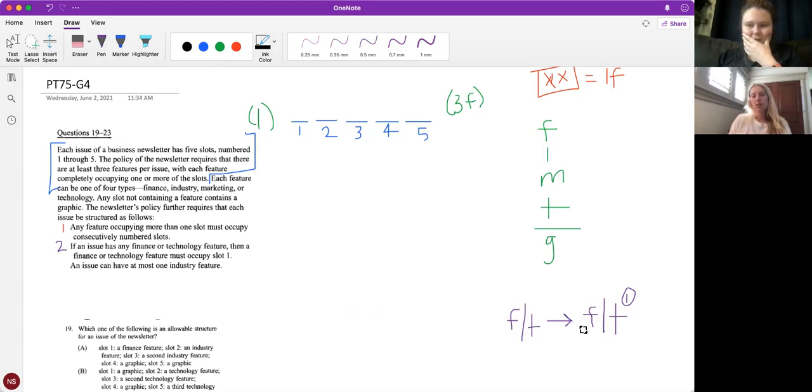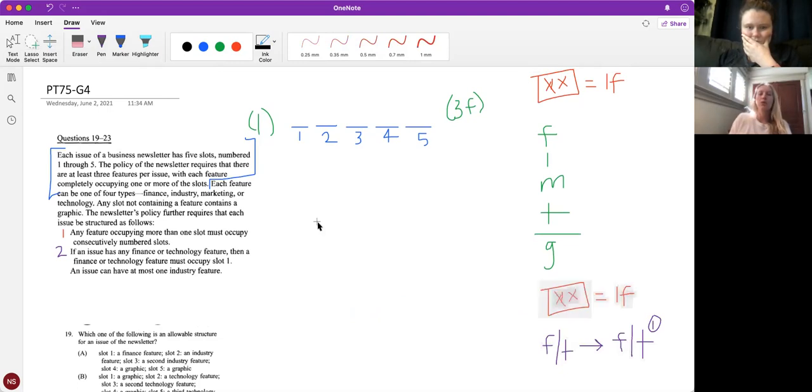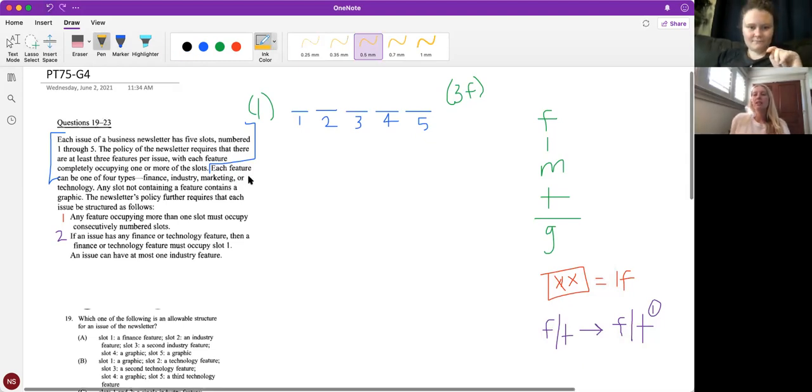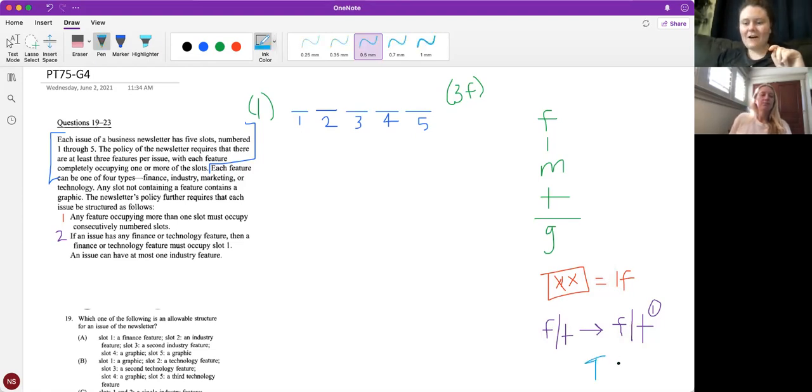All right, and then what about rule 3? An issue can have at most 1 industry feature, which also confused me because that doesn't just mean it can go in one of the slots. It's just saying you can't have industry in 1 and 2 and then industry in 4. But again, these are things I discovered after the fact. I think the reason this rule is helpful is that it shows us you could have more than one slot of one of these features.